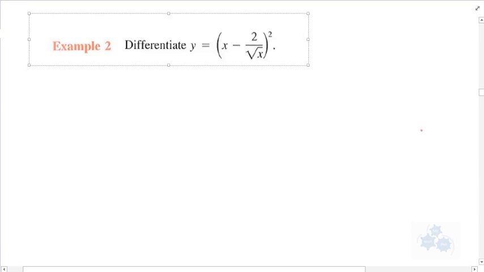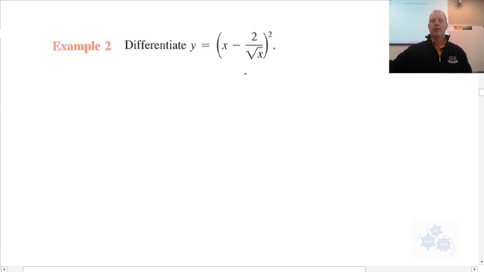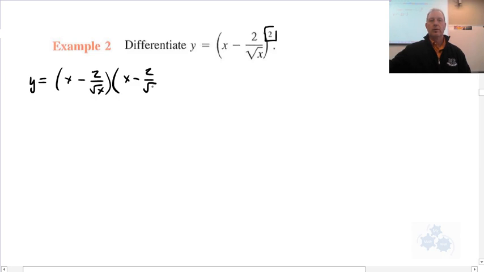Okay, so we'll take a look at the product rule here and how we could use this. Now, being that it's squared, what that really means is we are starting with this. We have (x minus 2 over root x) times itself. So we do have a product. f, the first function, is this. g, the second function, is identical. But nevertheless, f and g.